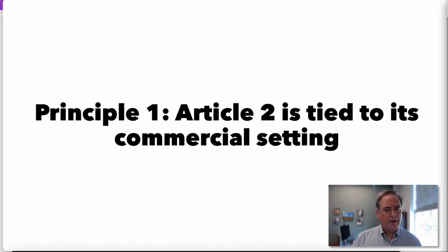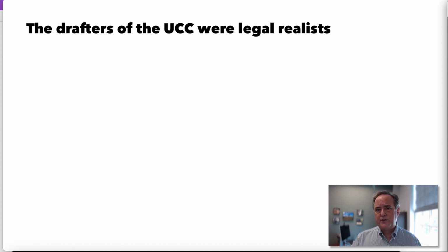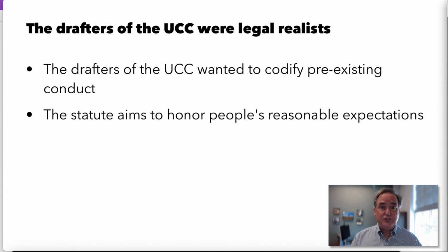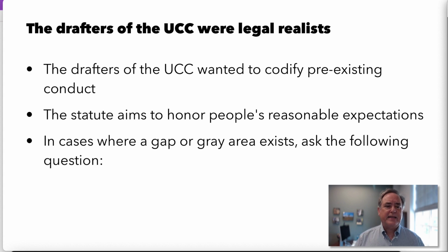Now, principle number 1, the Article 2 is tied to its commercial setting. The drafters of the Uniform Commercial Code were legal realists. And you might remember this from your 3213 course, your introductory business law course. This legal realism is a philosophy that says the law should reflect what society already does. And the drafters of the UCC wanted to codify pre-existing conduct. How were people engaged in sales transactions before the statute was created? And so the statute aims to honor what people's expectations are.